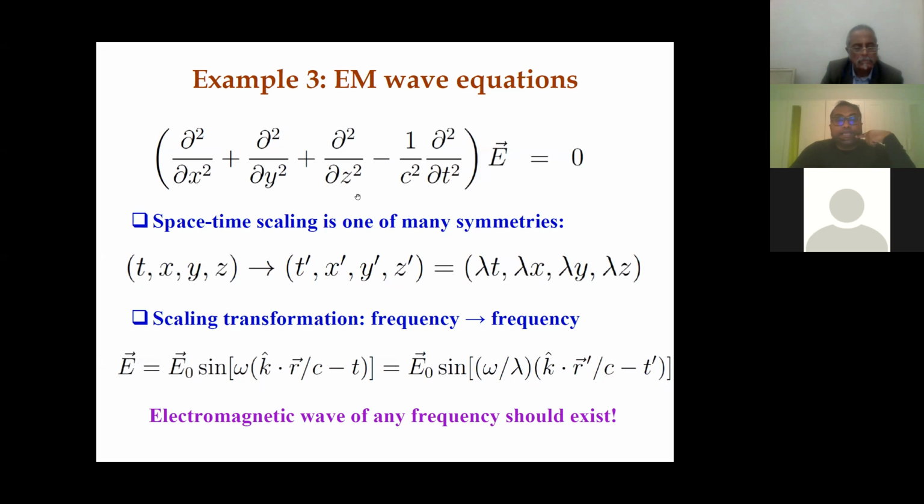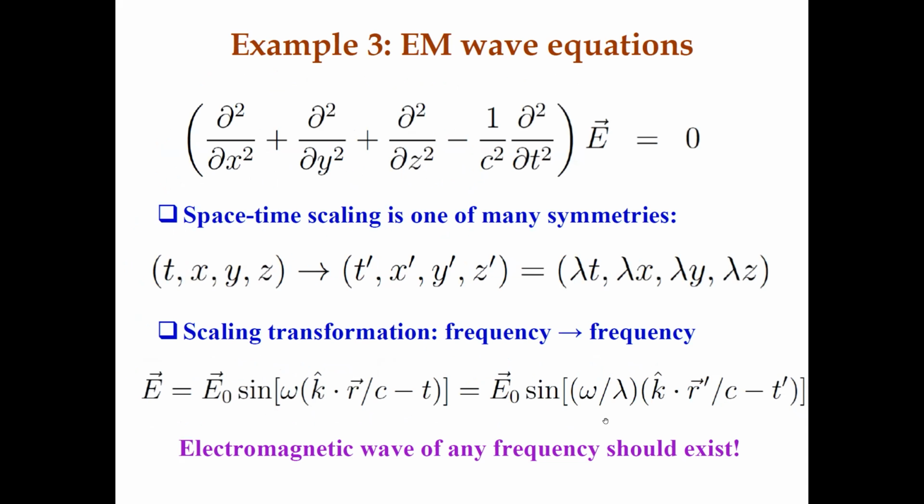But now look at the solution. In particular, you have the plane wave solution here. You can write the plane wave solution in this form, where omega is the angular frequency, E naught is the amplitude, k hat is the unit vector in the direction of the wave propagation, and r is the position vector. If you want to write this solution in terms of the primed variables x prime, y prime, z prime, t prime, you see that it looks like this. So it means that when you make this transformation, you have the same form of solution, but now your frequency is scaled by a factor lambda, 1 over lambda to be precise. So the frequency will be different in these rescaled coordinates, right?